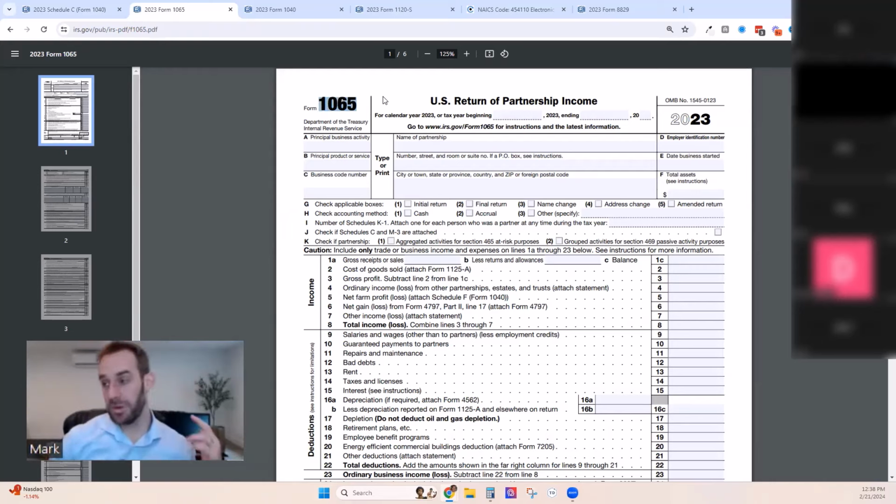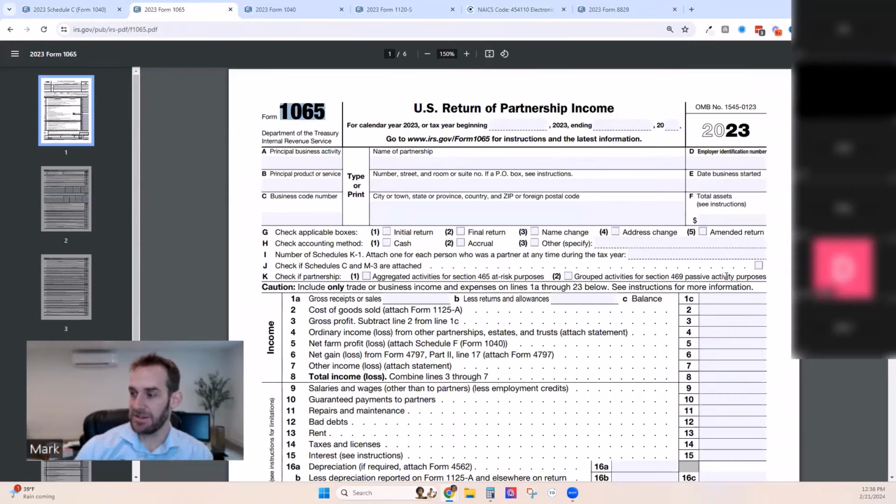And I'm going to go over this one really quickly. It's the same kind of thing. You're basically taking your profit and loss report and putting it on this form. So line one, just like the Schedule C, is almost the same thing. Gross receipts, cost of goods sold. And there's a lot of stuff that doesn't apply. Like farmers get their own line. So you don't have to worry about that. So total income, salaries and wages other than to partners, because even as a partnership, you're not supposed to take a salary. You're just supposed to take distributions.